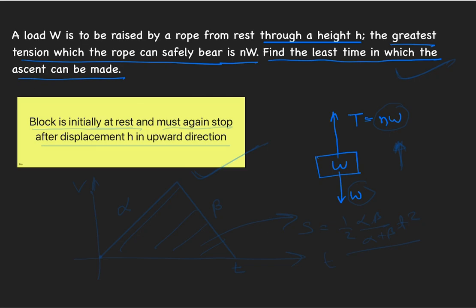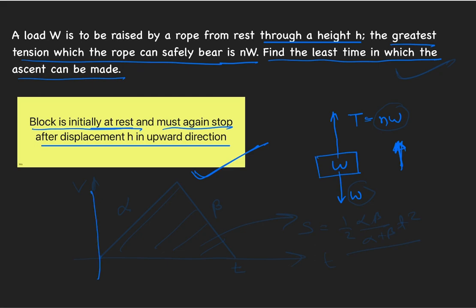So in this problem you have to keep in mind that the block is initially at rest and it must again stop after moving h in the upward direction. So in this problem you have to think about what is the maximum acceleration which we can provide to the block, because greater the acceleration, time will be minimum. And you also keep in mind that we have to stop this block also. So first, after accelerating this block, you have to retard it.